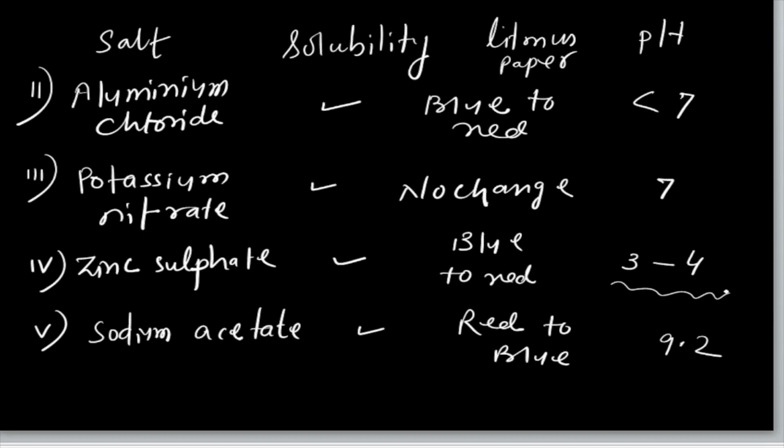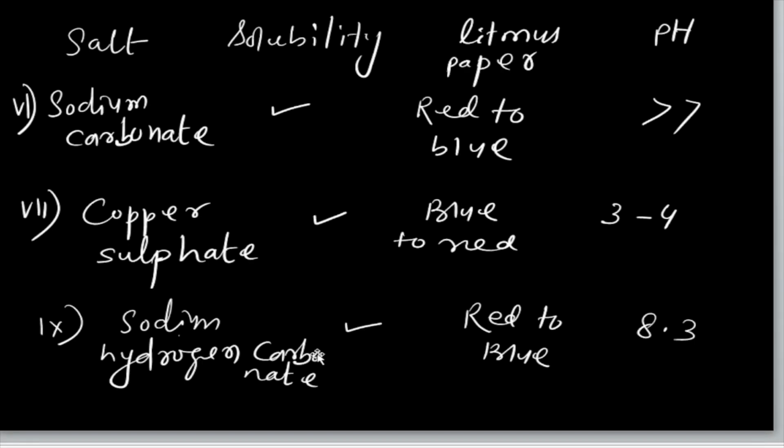Then come to sodium acetate. Sodium acetate, that is red to blue. Red to blue means it is basic. Basic is when red litmus paper changes to blue. That means the pH observed is 9.2. So again, see, aluminum chloride is acidic in nature, potassium nitrate neutral, zinc sulfate acidic, and sodium acetate basic in nature.